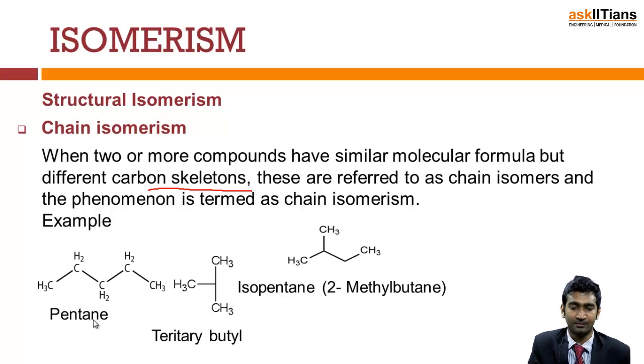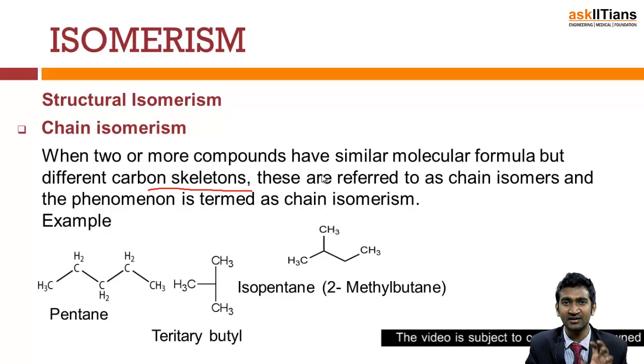this pentane, normal pentane. I can also treat it like a tertiary butyl, this way. The formula will be the same. I can also treat it like isopentane, 2-methyl butane. The formula is the same. You can check the number of carbon atoms and the hydrogen atoms. It will be the same. But existence in different types, different carbon skeleton.